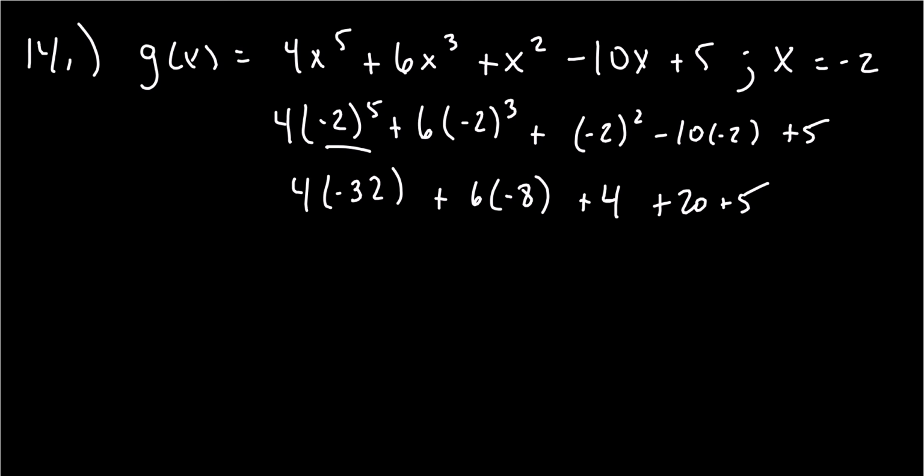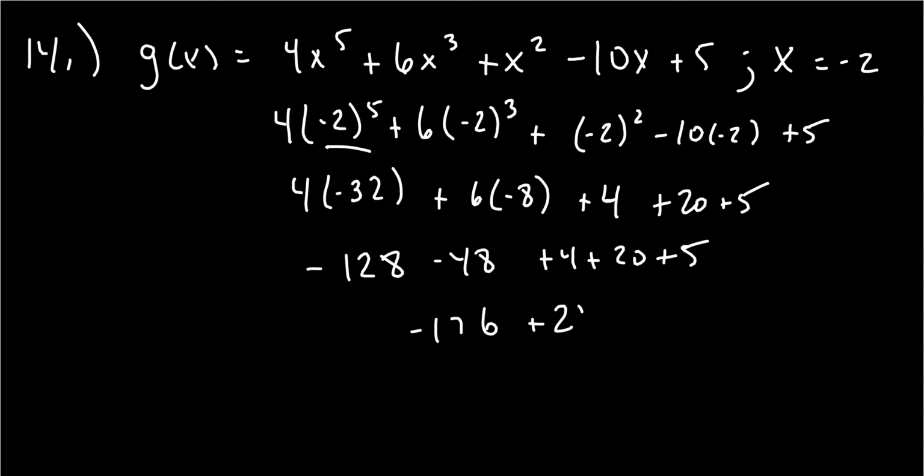4 times negative 32 is minus 128, plus, that's minus 48, plus 4, plus 20, plus 5. Combine all my terms. Negative 128 minus 48 is minus 176, plus 29 is equal to negative 147. And that's it for 14.